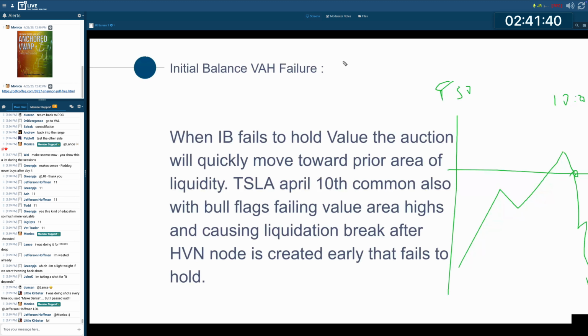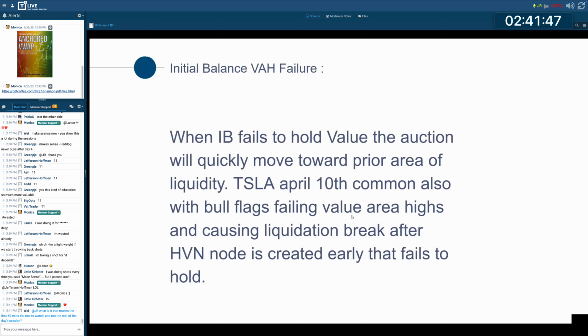Okay, so that's the initial balance value area high failure. At 10:30, if the bulls can't hold value area high, usually that dream of a trending day is smashed to a million pieces. That's the main idea here. Okay.